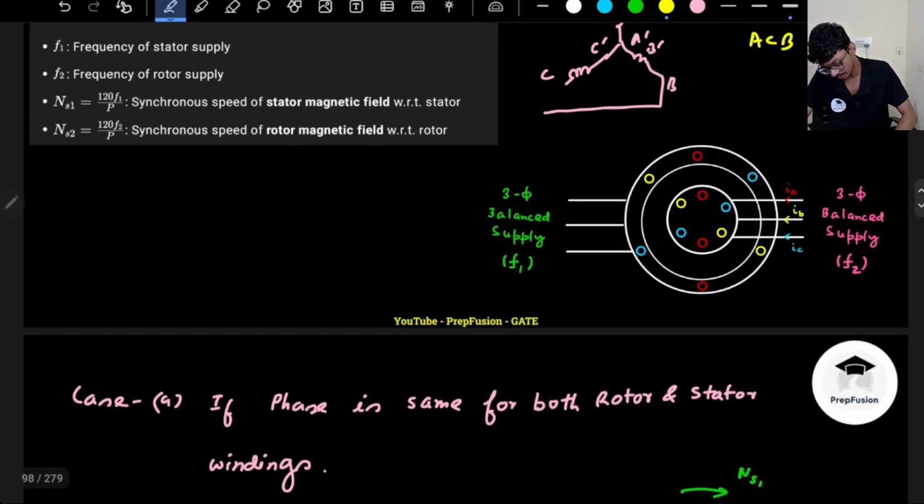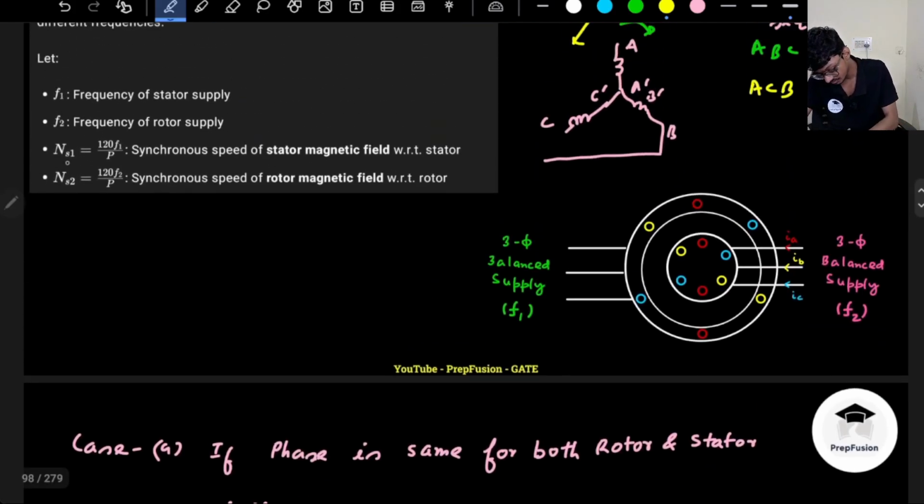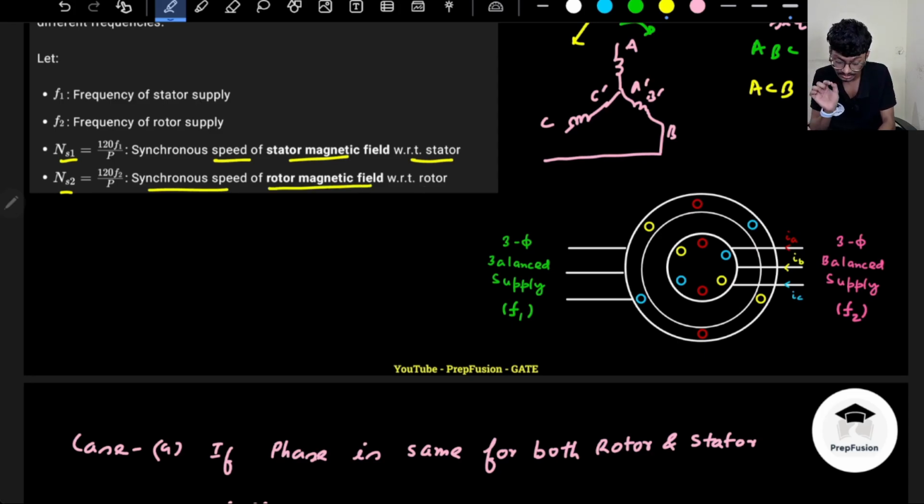So what is ns2 and ns1? Remember, ns1 is the synchronous speed of the stator magnetic field with respect to the stator, and as the stator is stationary, there is no problem. But ns2 is the synchronous speed, the speed of the rotating magnetic field of the rotor, with respect to the rotor. So the rotor itself can also rotate.